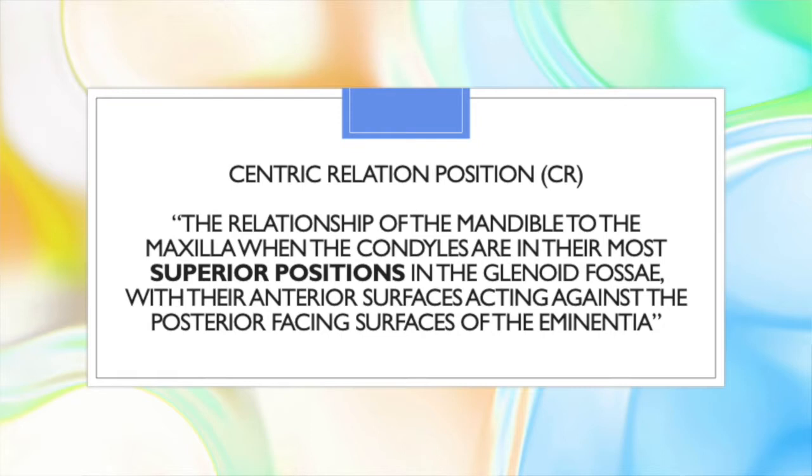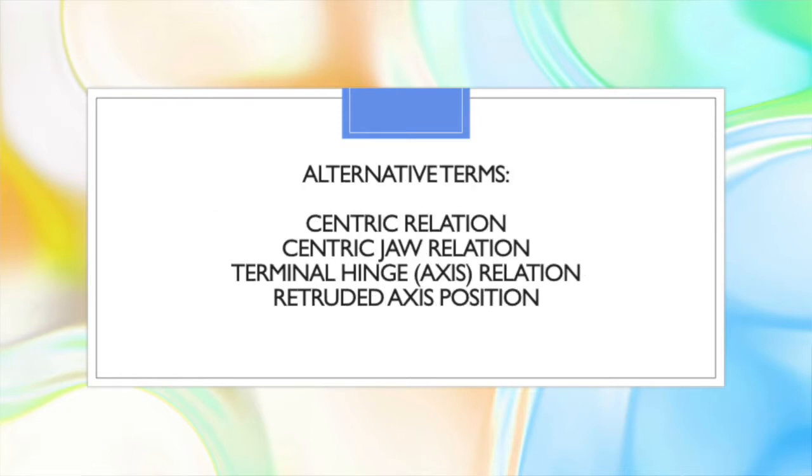Now CR can be maintained over a range of vertical dimensions, so it's not an explicit clinical description of a jaw relationship unless the vertical dimension is specified. So alternative terms for the centric relation are the centric jaw relation, the terminal hinge axis relation or the terminal hinge relation, and the retruded axis position, so the RAP. So you might hear this called various different things.